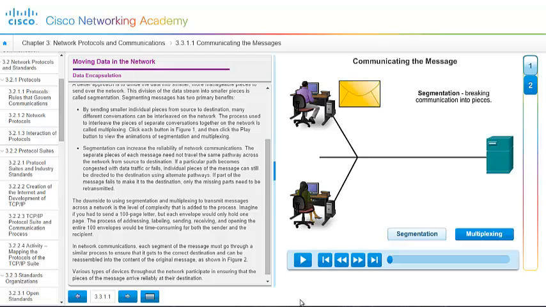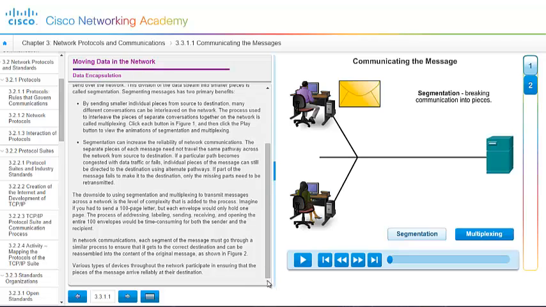Segmentation can increase the reliability of network communication, and the separate pieces of each message don't need to travel the same pathway across the network. Each piece can get there the quickest way it can, and then it's reassembled in order because each has its own information in the header so that it knows in which order to put it.